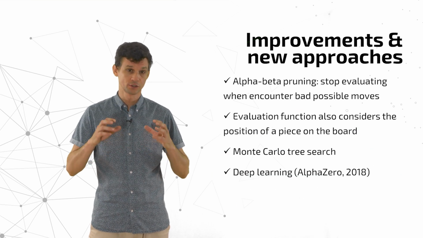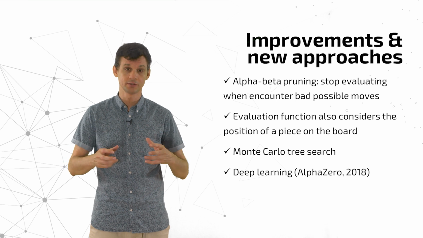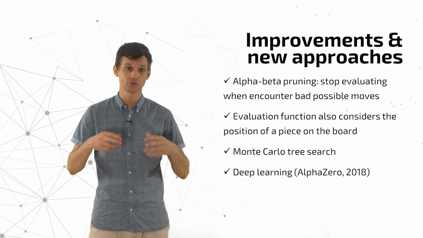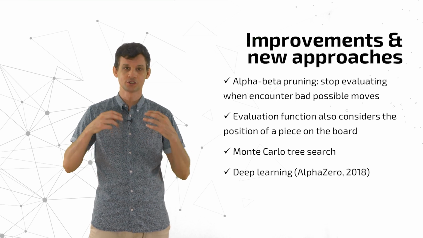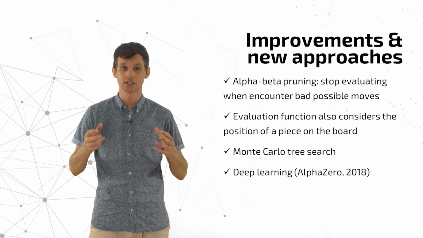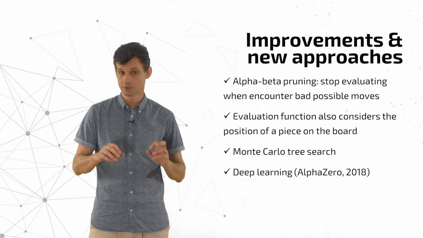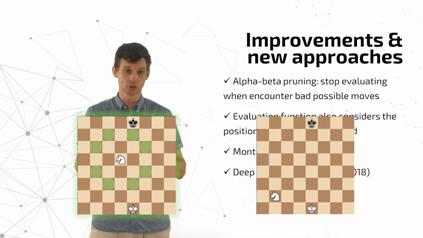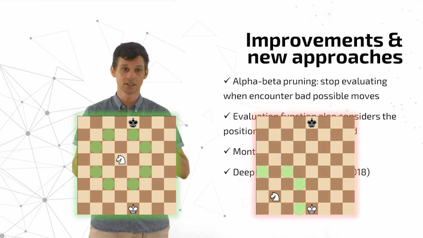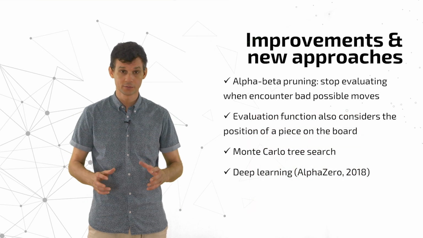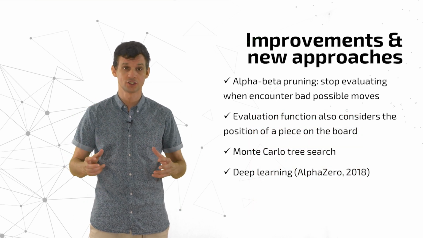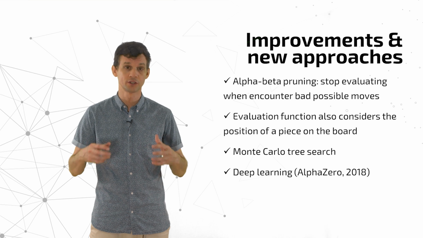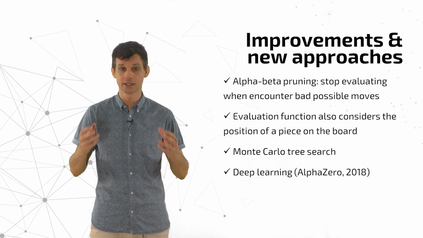Further improvements to this simple algorithm can be obtained by improving the evaluation function of the pieces. Here, the position of the pieces on the board is also taken into account. For example, a knight in the middle of the board has more possible moves and is thus more useful than a knight at the edge of the board. Other algorithms, such as the Monte Carlo tree search, have also been developed to improve the efficiency and help the computer play at a higher level.